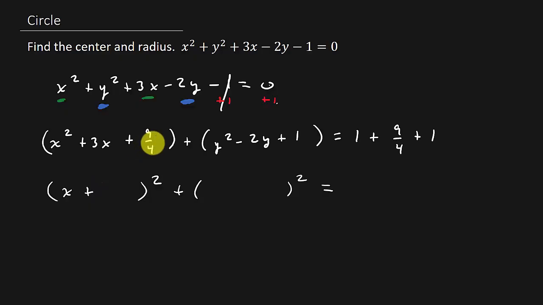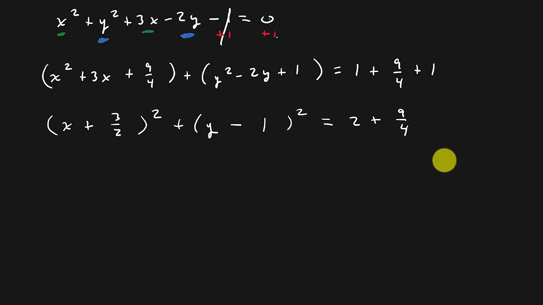And then we look at the last term. What's the square root of 9/4? Well, that's 3 halves. And then for this one, the square root of y squared is y. And then we use this sign here, minus, and then the square root of 1 is 1. And then this is going to give us 1 plus 1 is 2 plus 9/4. And so we get x plus 3 halves squared plus y minus 1 squared equals.